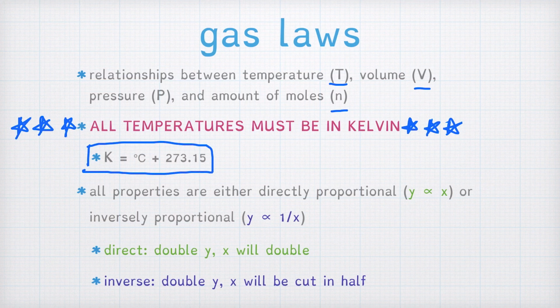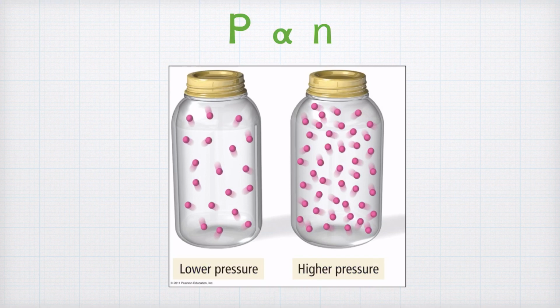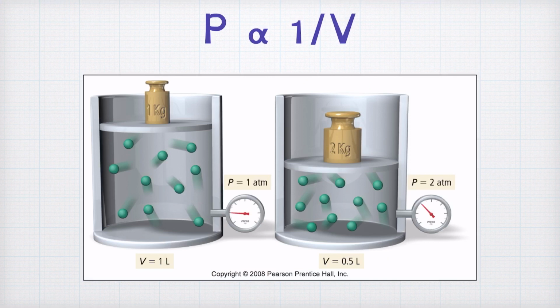Now, these relationships between pressure, temperature, volume, and amount are all going to be either directly proportional or inversely proportional. What that means is if they're directly proportional and you double one of them, the other variable will also double. If they're inversely proportional and you double the first property, the other property will be cut in half. Our first relationship is a directly proportional relationship, and that's the relationship between pressure and amount. If you have a rigid container like these jars and you put more gas into the jar, it will be at a higher pressure.